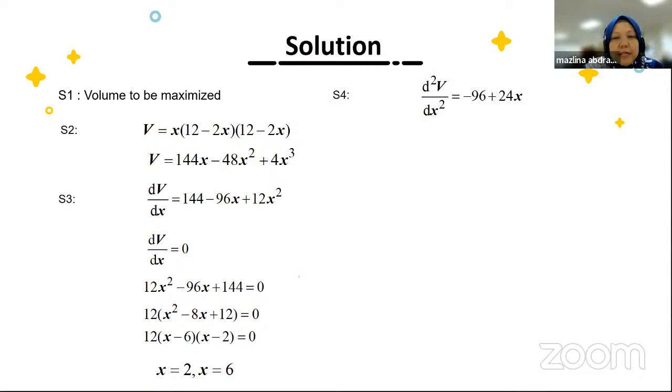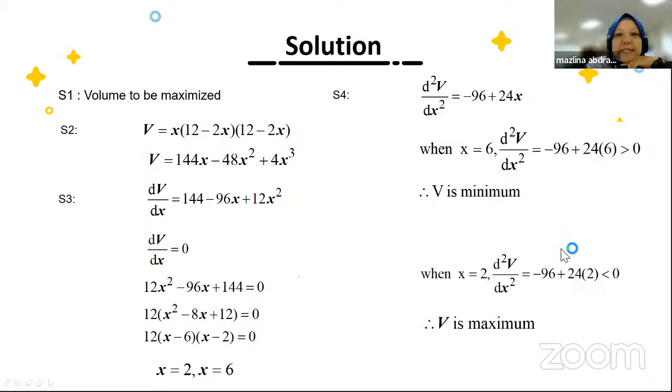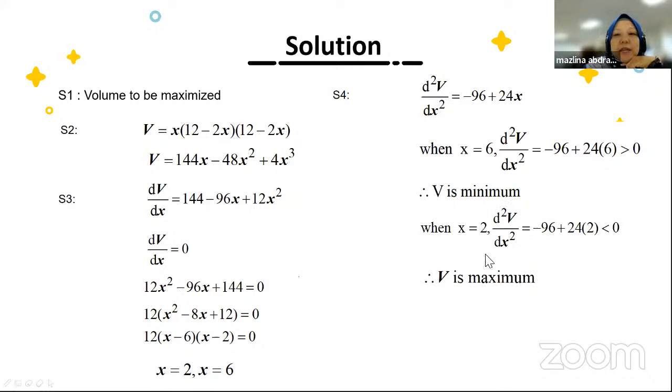But then what? You differentiate, do the second derivative and then substitute. When x is 6, we will get a negative value. Yeah, so kalau negative value meaning that positive and negative 96, but this is positive, greater than 0. So V is minimum when x is 6. And then you substitute x equals to 2 into your second derivative, the value is negative. And that one will give you the volume maximum, when x is equal to 2.